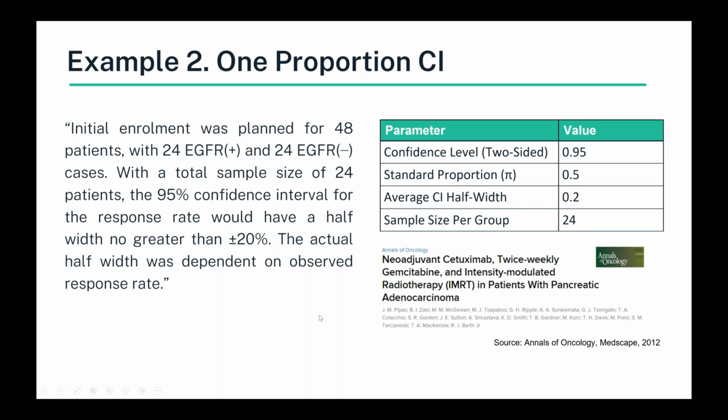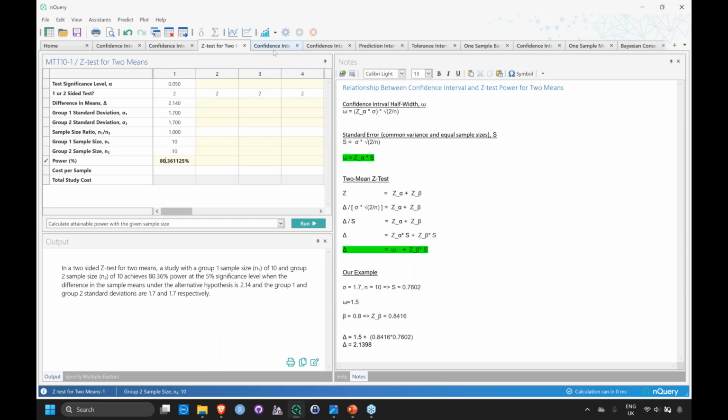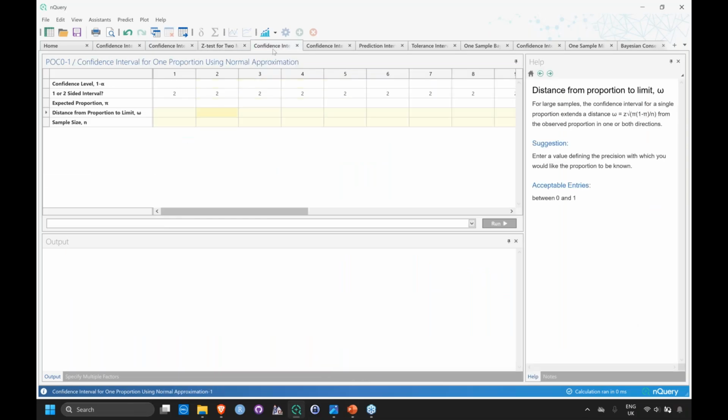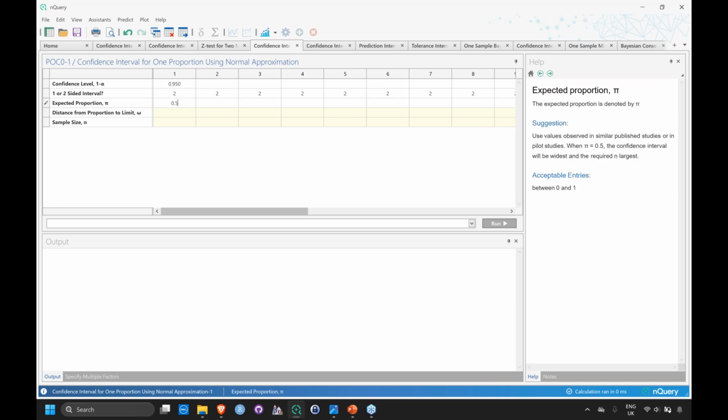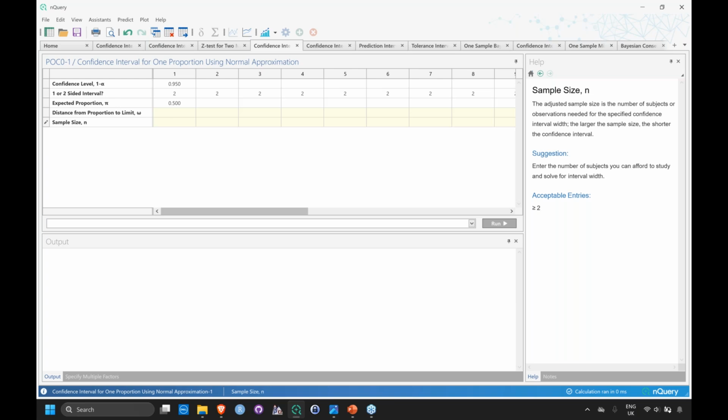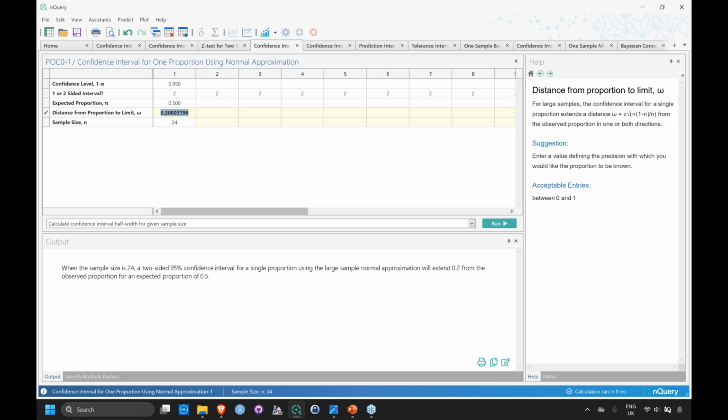So let's go back into the software again and open the proportions table. So the first thing you'll probably notice is that the requirements for this are very, very similar to the means case. So we can get straight into it, entering the confidence level of 95%. The expected proportion was 0.5, and this time we'll say that our required sample size was 24. And this calculates the half-width of 0.2, or if you look into the actual value, it was slightly larger than 0.2.